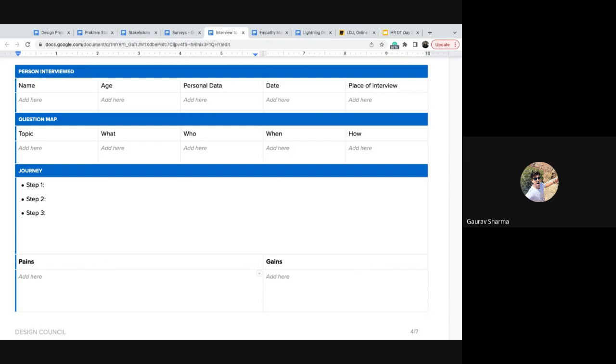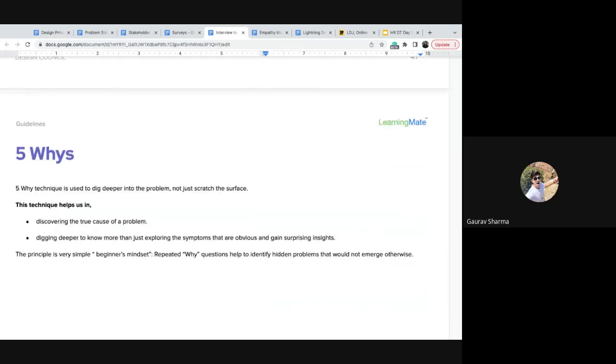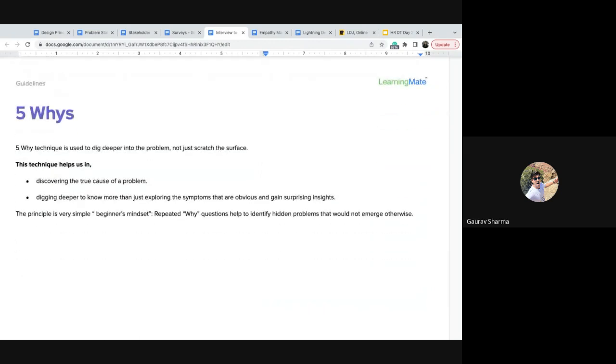But essentially, if you try and talk to, let's say, X people, collecting their feedback in these pains and gains is really going to be the key towards the end, right? Now, one of the techniques on how to probe people to answer the question, not just scratch the surface, is a technique called 5 Whys, which we use all the time.